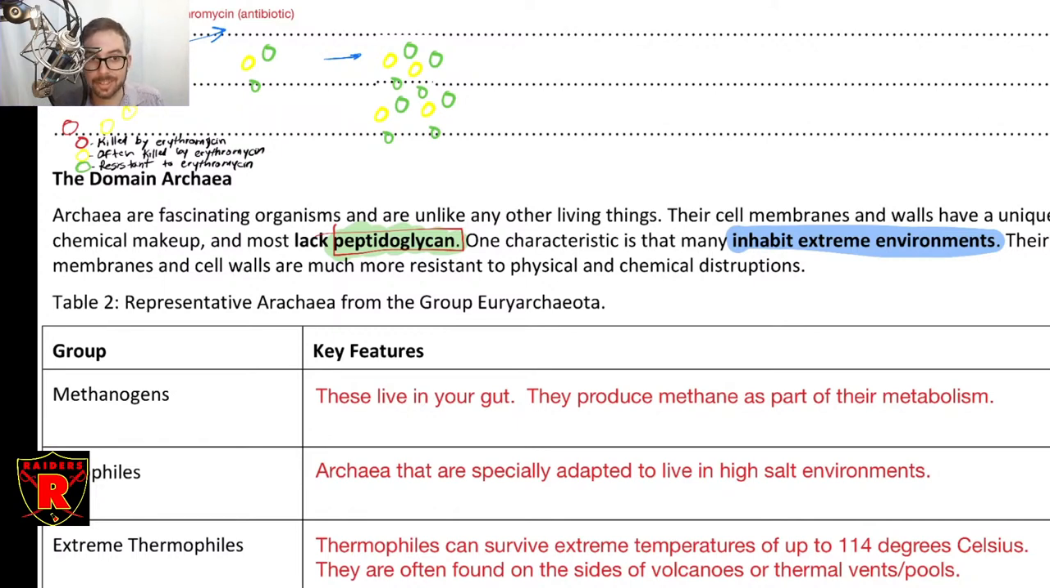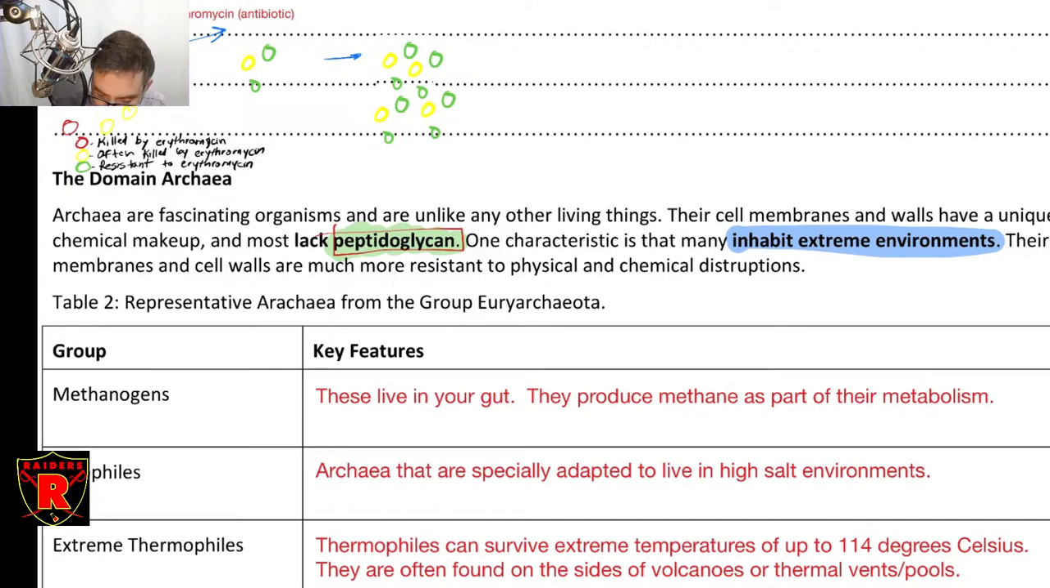I mean, you would die. You would die right away if you were exposed to temperatures like that, as would any other organism on Earth. So they are specially adapted. They live in places like the sides of volcanoes, within volcanoes. Not in the lava, but on the sides of the inside of the volcano where it's extremely hot. And they also have the ability to live inside of thermal vents and pools, which can be boiling water.